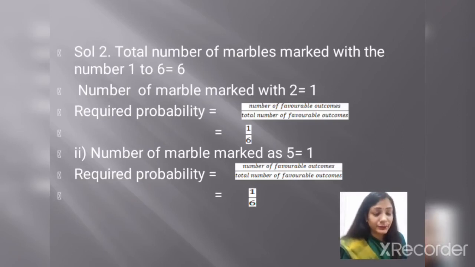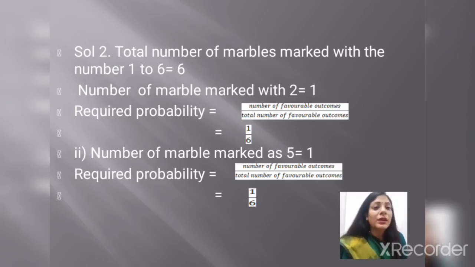So let's do the solution. The total number of marbles marked with the numbers 1 to 6 is 6. The number of marbles marked with 2 is 1 marble only. So the required probability will be number of favorable outcomes upon total number of outcomes. What is the favorable outcome here? How many balls are marked with 2? 1. And what is the total number of outcomes? How many marbles are there? That is 6. So the answer is 1 by 6.